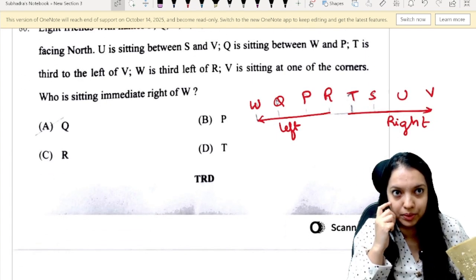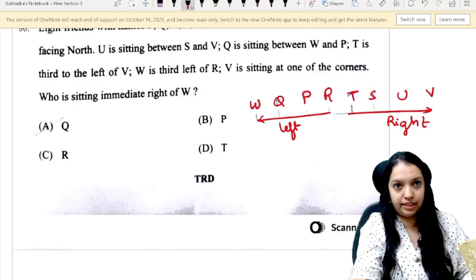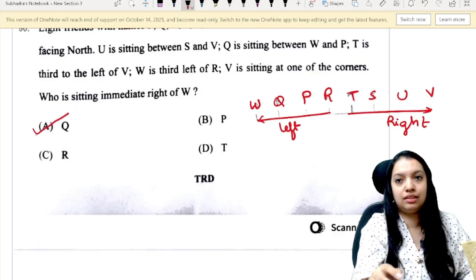Next question, arrangement looks like this. The question is who is sitting to the immediate right side of W? According to me, the answer has to be Q.